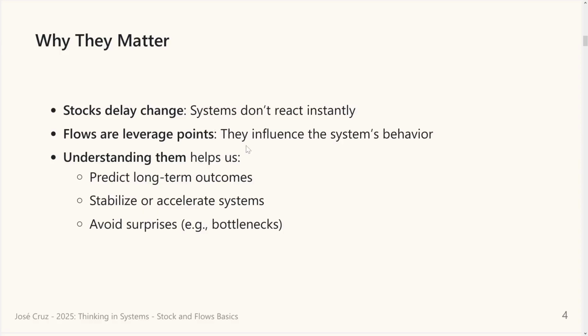Flows are leverage points. They influence the system behavior. That's what changes the system. If it's raining a lot, of course I will accumulate water faster than if it's not raining. Understanding them helps us to predict long-term outcomes. If you understand how the stocks are growing, we can forecast values. We can stabilize or accelerate systems. If you want to accelerate the system, I can just, for instance, reduce a stock, which means that it will trigger probably faster. Imagine that I only trigger when it's full or reaches specific points.